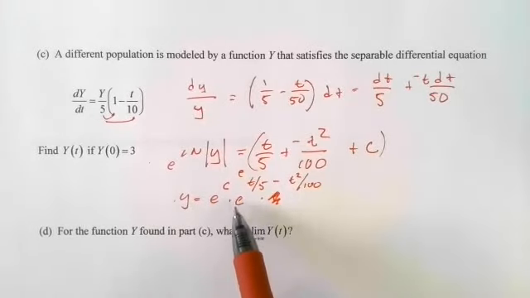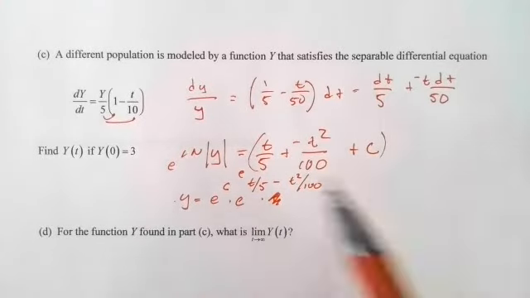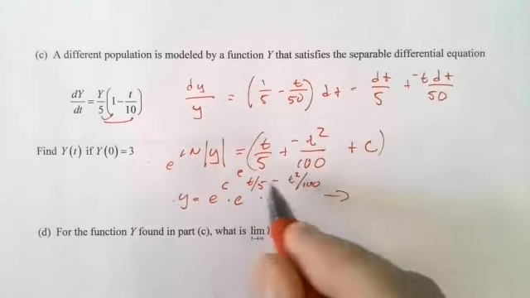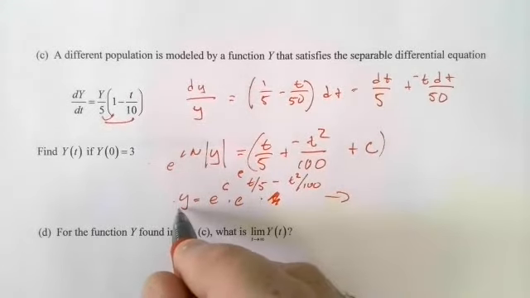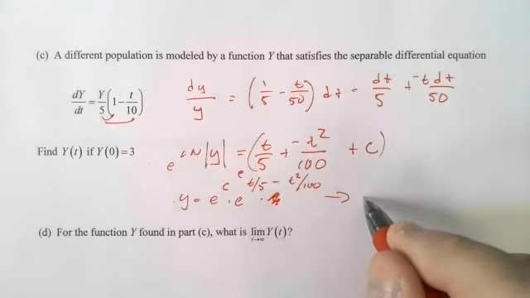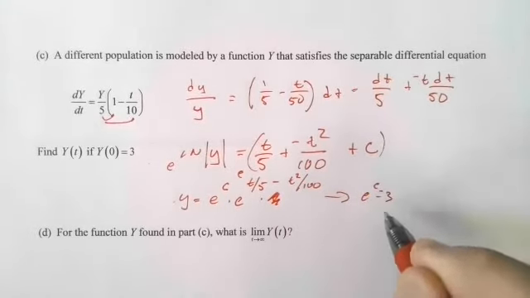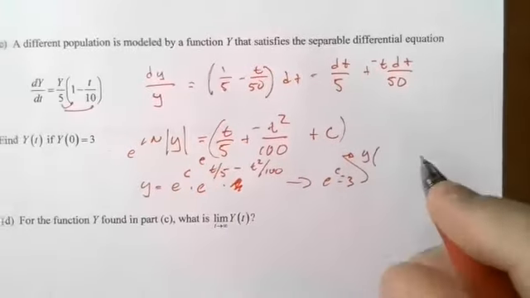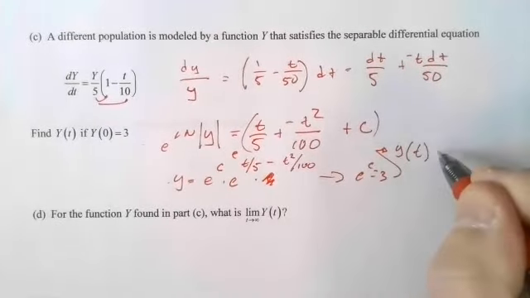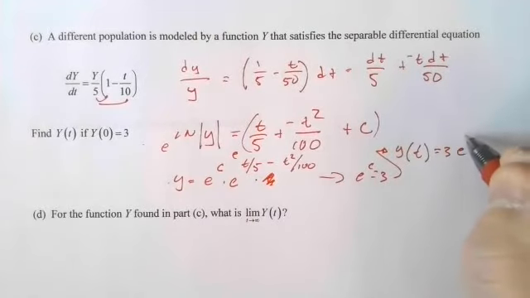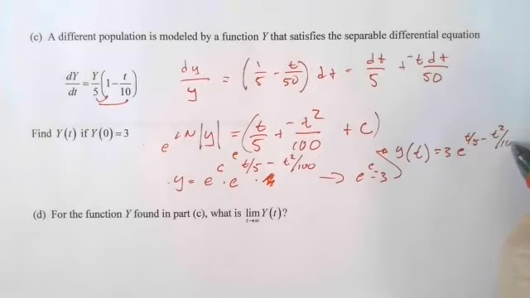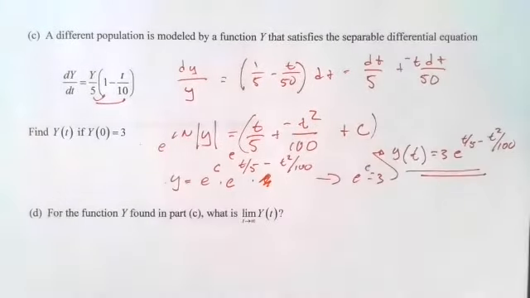Remember that we can break this into, it's an exponent, so this could be e to the c times e to the negative, and all that. We get 0, 0, 1, 1. 3 equals e to the c, so e to the c equals 3. So y of t equals 3 e to the t over 5 minus t squared over 100. That is one answer. There's lots of other ways to do it.